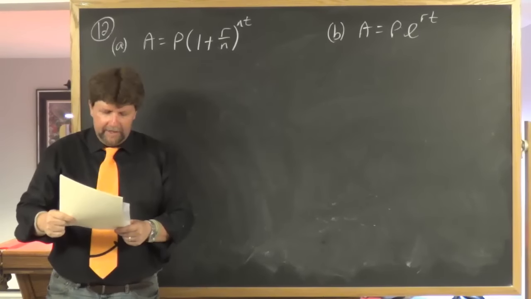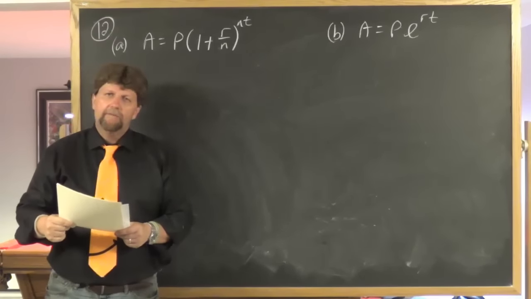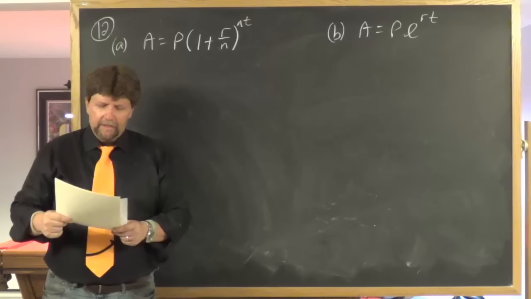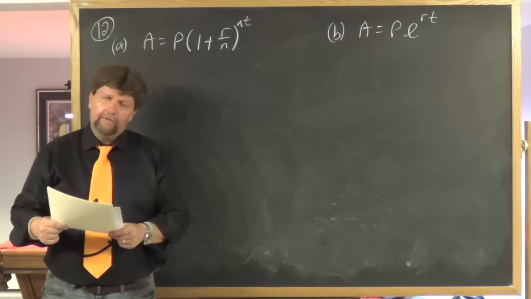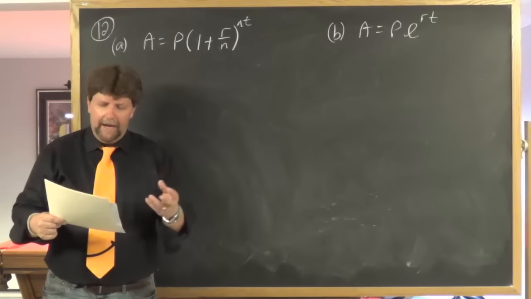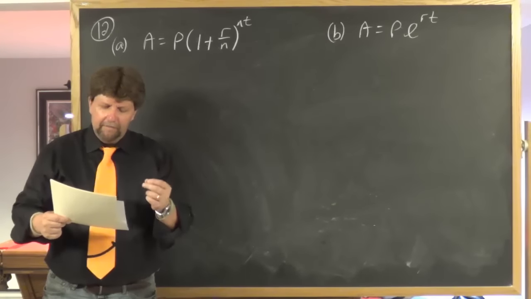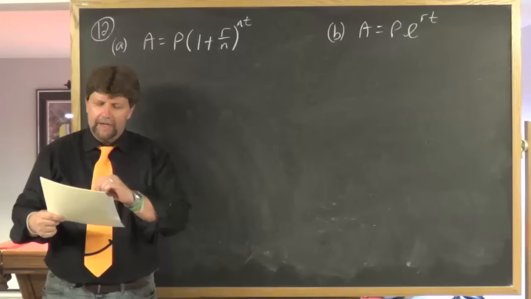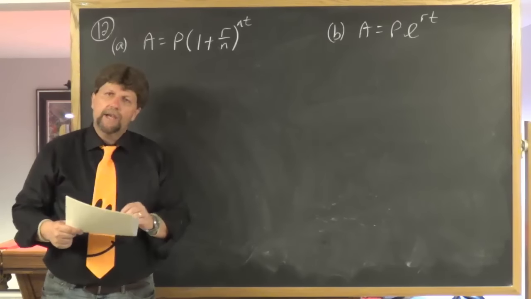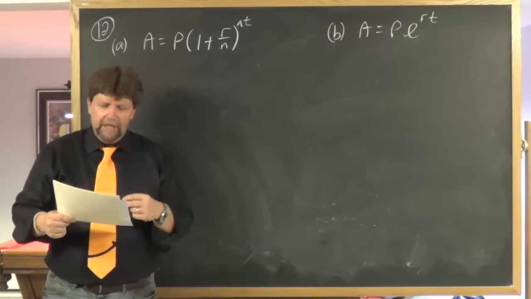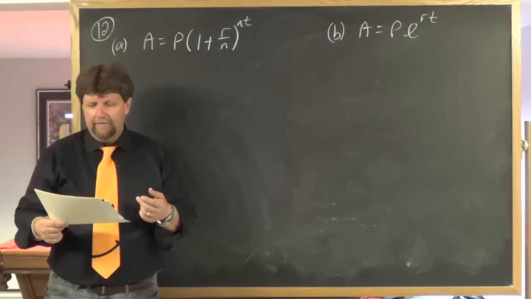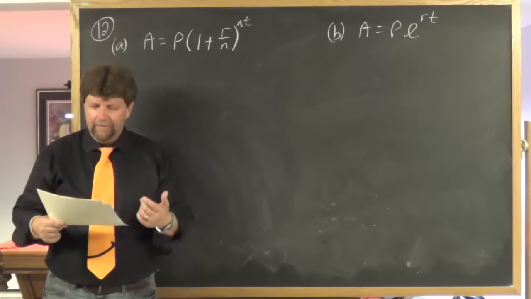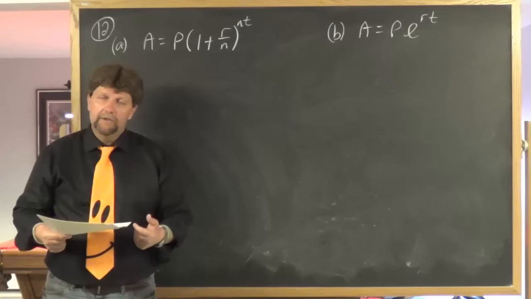Sarah has $2,000 to invest at 4.75% interest. It says for parts A and B, round your answer to 3 decimal places. Part A, how long will it take before she has $3,200 if the interest is compounded monthly? Part B, how long will it take for her to have $3,200 if the interest is compounded continuously?